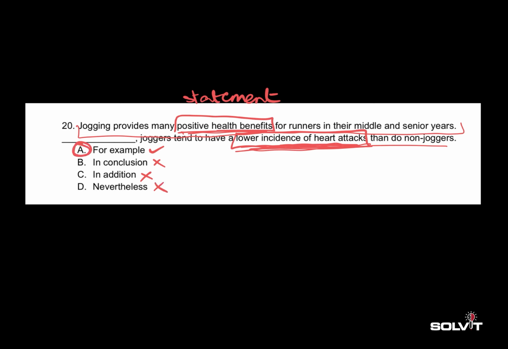So for example, let's put for example in the dash and see if it works. Jogging provides many positive health benefits for runners in their middle and senior years. For example, joggers tend to have a lower incidence of heart attacks than do non-joggers. Okay, so clearly this is fitting. And why is it fitting? What type of relationship is this? Example, right? Because the first sentence is a statement and the second sentence is an example of the statement.